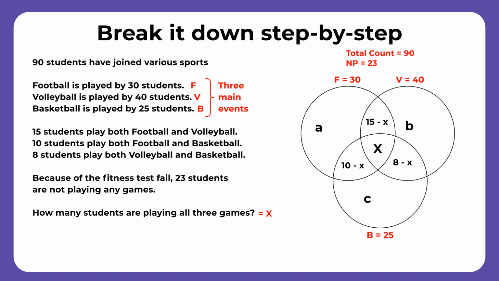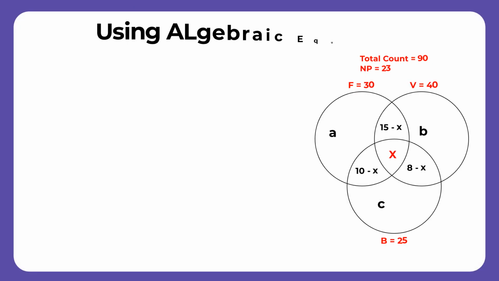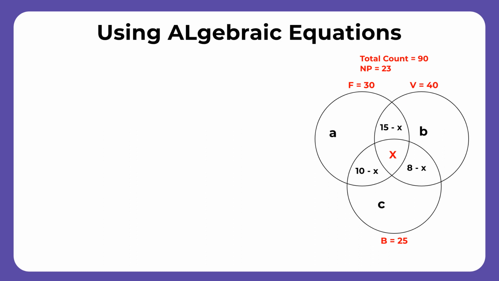Our Venn diagram is complete. Let's use algebraic equations to find the answer. Moving toward the first circle, we can form an equation based on the fact that the sum of all elements in this circle is equal to 30. So the equation will be A + 15 - x + 10 - x + x = 30.